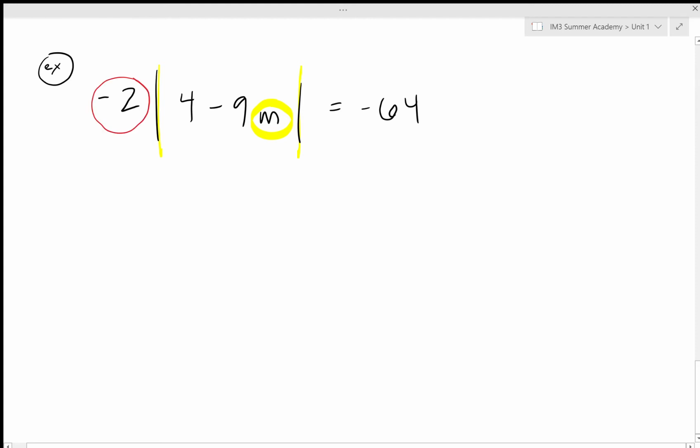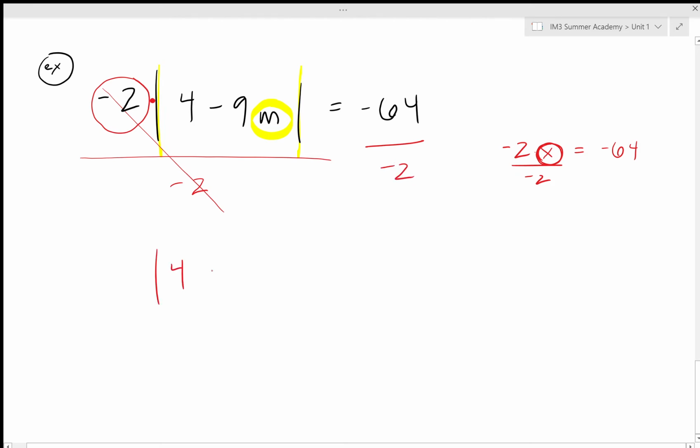Now I've got to do the opposite of how it's connected to the rest of it. Not just because it's a negative 2, I'm not going to add. It's connected to the absolute value by multiplication. So the way we're going to get rid of it is by dividing by negative 2. It's the same thing as if it said negative 2x equals negative 64. The way you would get rid of that negative 2 is by dividing. It's the same idea here. This x just represents the absolute value. But if I divide one side by negative 2, I need to divide the other side.